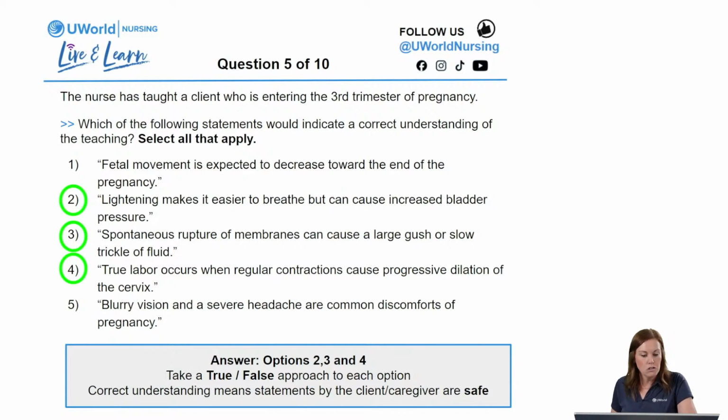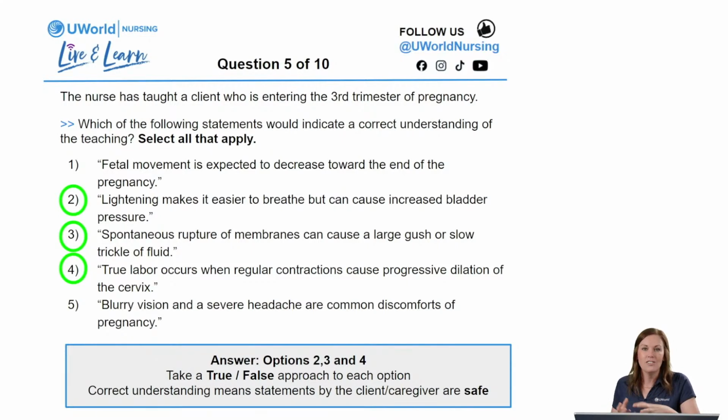So for option 2, expected findings in the 3rd trimester of pregnancy include understanding that lightening is going to improve breathing, but it's also going to worsen bladder pressure. What lightening means is just the baby is descending lower into the pelvis. So obviously we're going to be able to breathe better because our lungs are up high, and if the baby's lower, it's going to have less pressure, but we're going to have more pressure on our bladder, so more frequent urination.